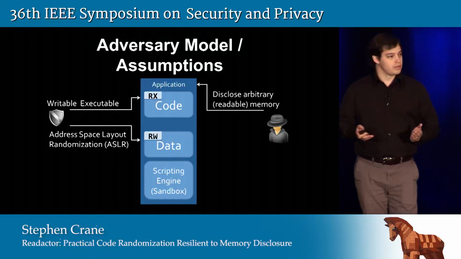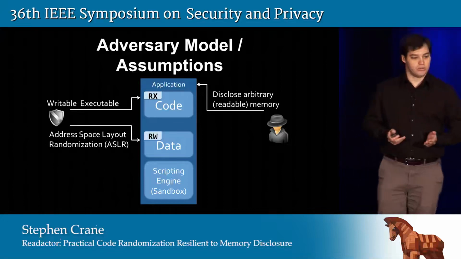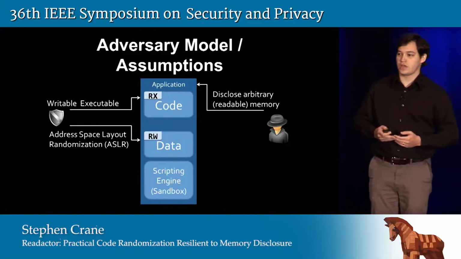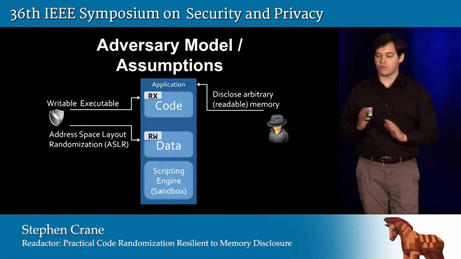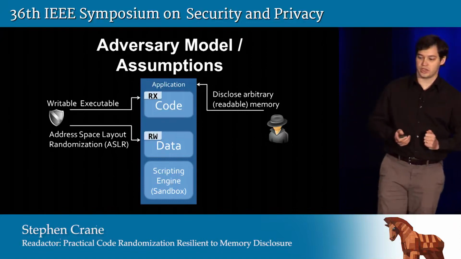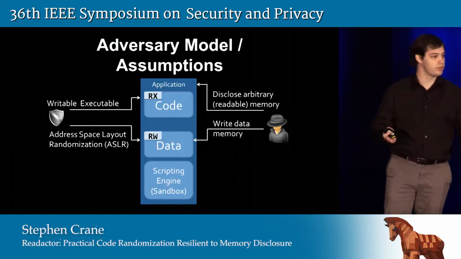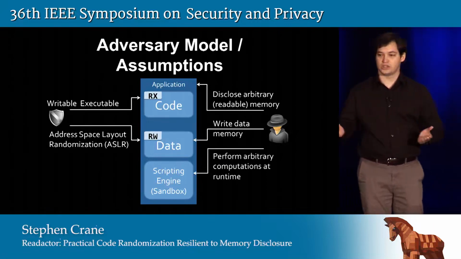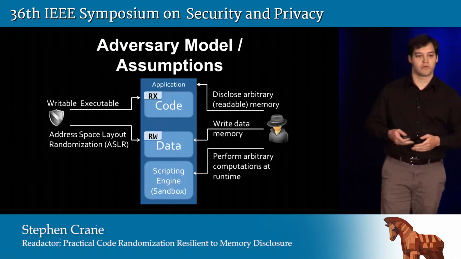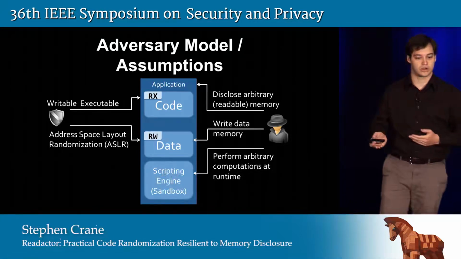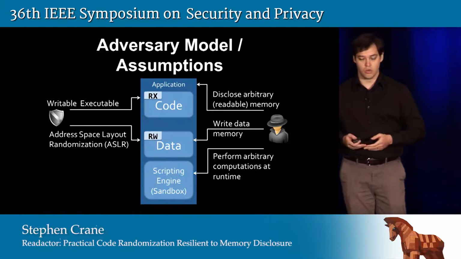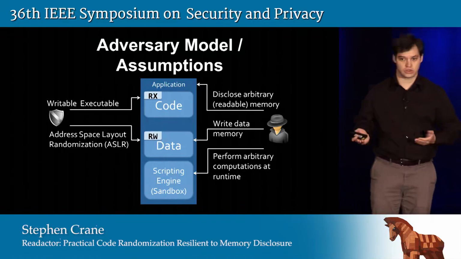Secondly, we assume a very advanced attacker model. We assume an attack model where the attacker can disclose and read any readable memory in the program address space. The attacker can write to any data locations that are writable by the program. And we assume that the attacker has the ability to perform arbitrary computation on the target, for example, with JavaScript in the browser context.